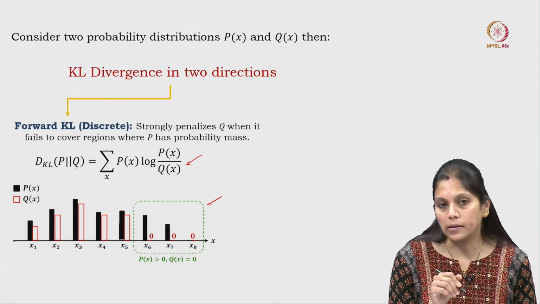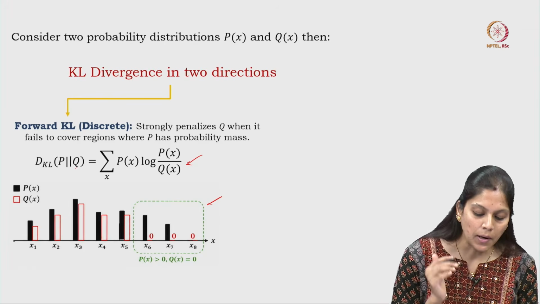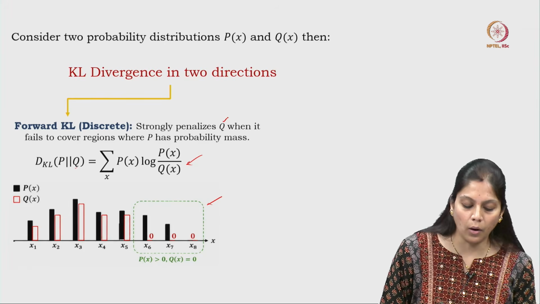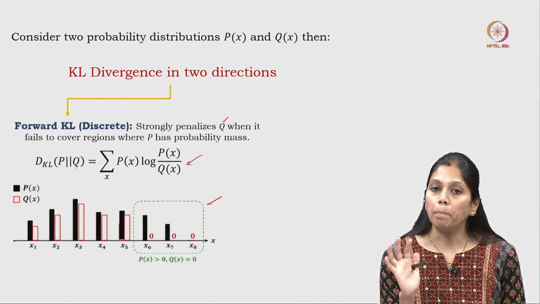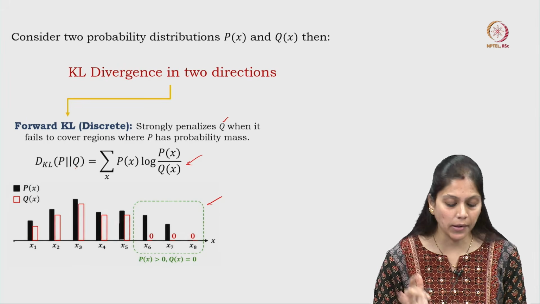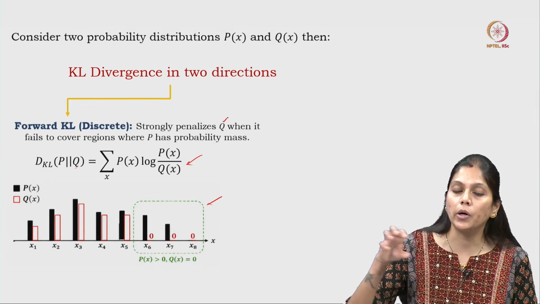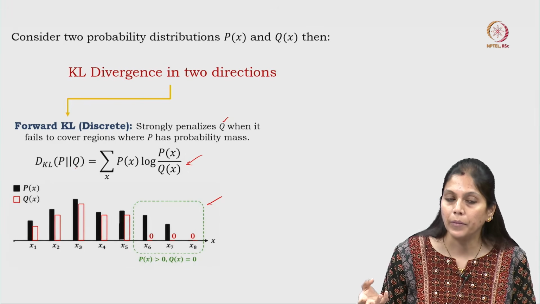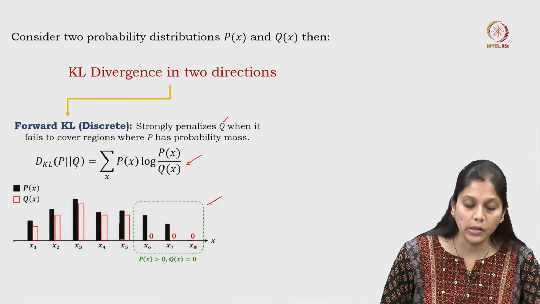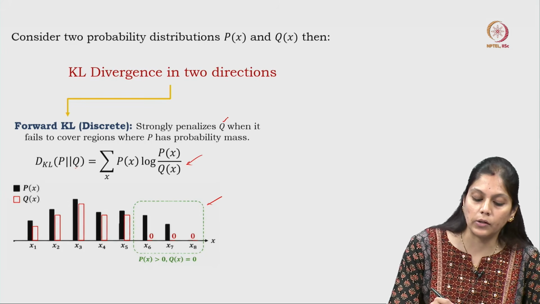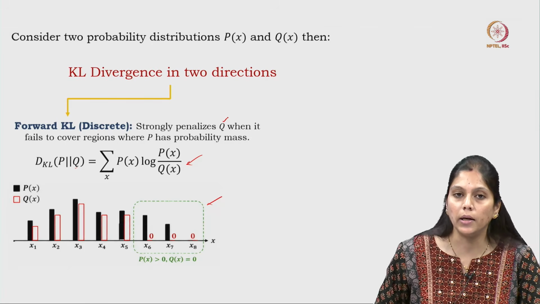In this particular scenario, what exactly is forward KL divergence? It strongly penalizes Q. Why? For not covering the region where P has the probability mass, correct? So can we now understand with this, probably the learned distribution did not cover that part of data. Can we imagine in this way, right? So this is what a forward KL divergence is, where it strongly penalizes Q when it fails to cover the region where P has the probability mass.